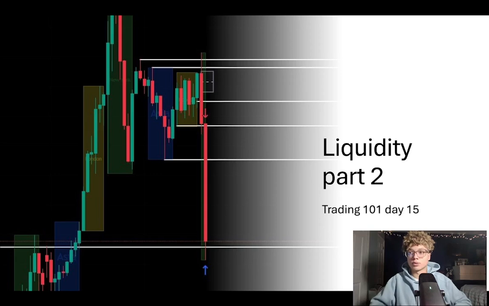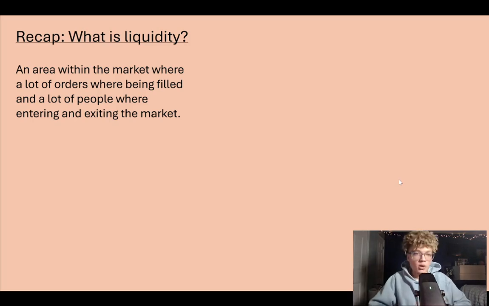So we're going to go through a little bit more of liquidity, not only what liquidity is, but liquidity sweeps as well. So what is liquidity? Again, a little recap: an area within the market where a lot of orders are being filled, and more importantly, it's where people are entering and exiting the market.